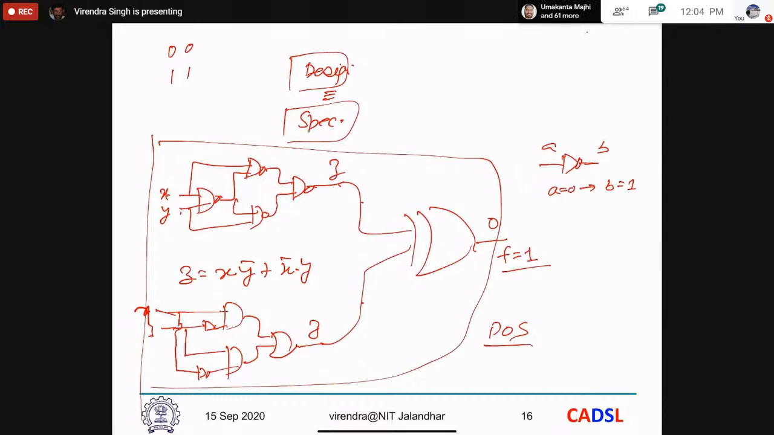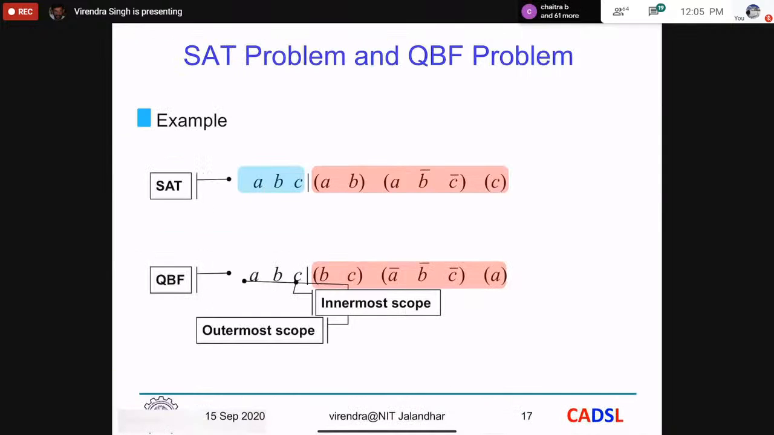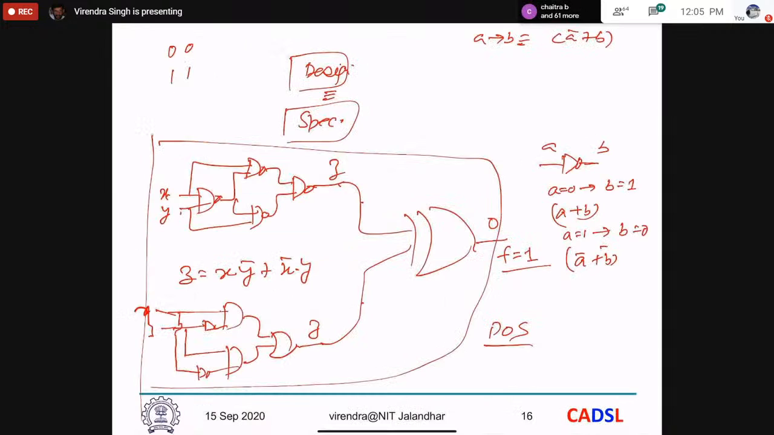If I say implication relationship, A implies B, this is equivalent to A bar plus B, right, from my Boolean logic. So I can write this as A plus B is one clause, but the other clause is when A equal to 1, this also implies B equal to 0. So this will give me A bar plus B bar. Now I can replace all inverters by two clauses, A plus B and A bar plus B bar.